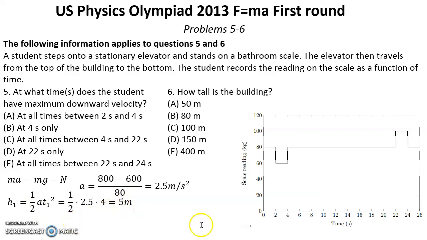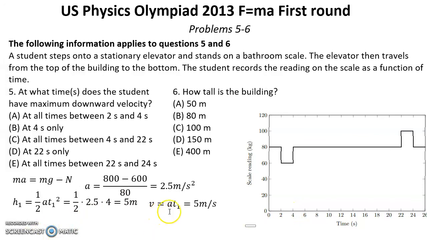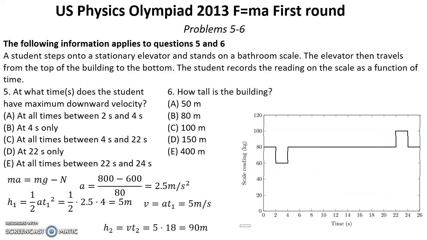Now let's count the speed after 4 seconds. That will be A T1, which is 5 meters per second. Now let's count the distance covered between 4 and 22 seconds. That will be V multiplied by T2, which is 18 seconds, and the total is 90 meters.